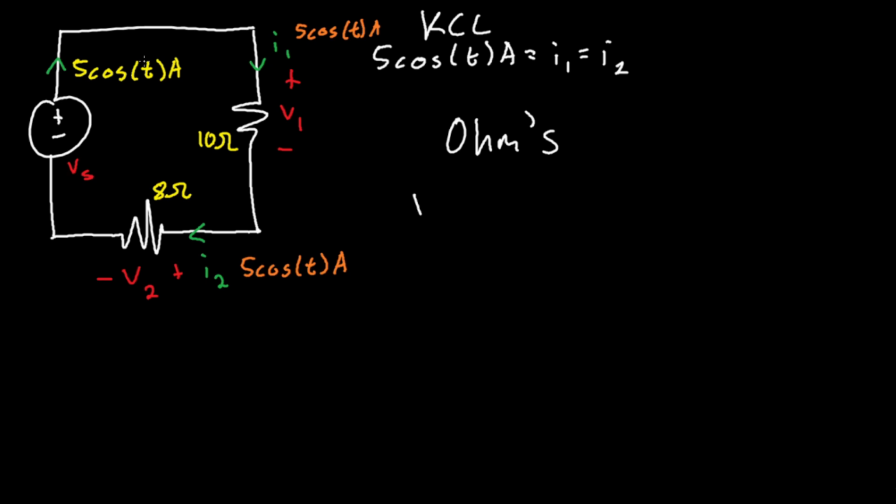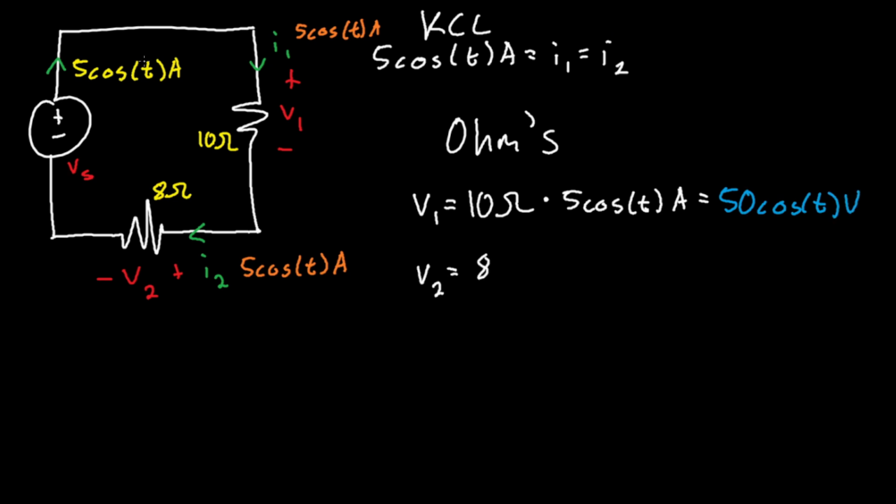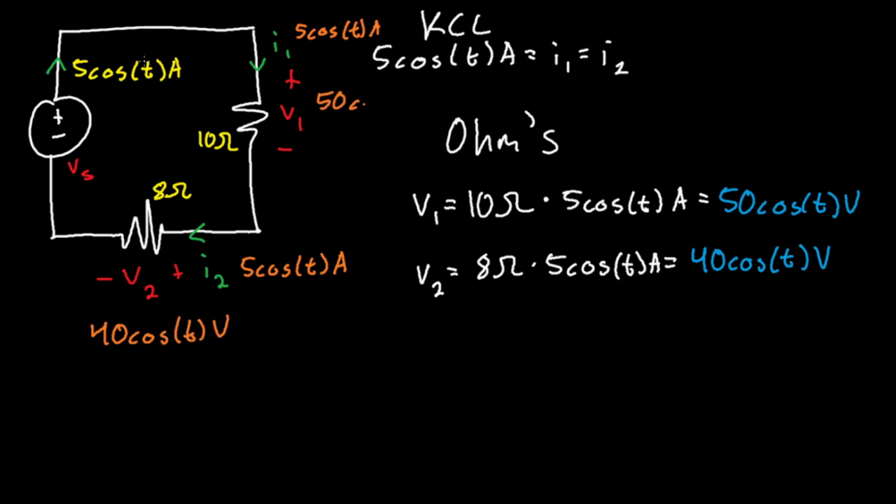So V1 is equal to the resistance, 10 ohms, times 5 cosine of t amps. Therefore, V of 1 is equal to 50 cosine of t volts. All right, what about V of 2? V of 2 is 8 ohms times the current, of course, which is 5 cosine of t amps. 8 times 5 is simply equal to 40 cosine of t volts. So our voltage here is 40 cosine of t, and our voltage here is 50 cosine of t.